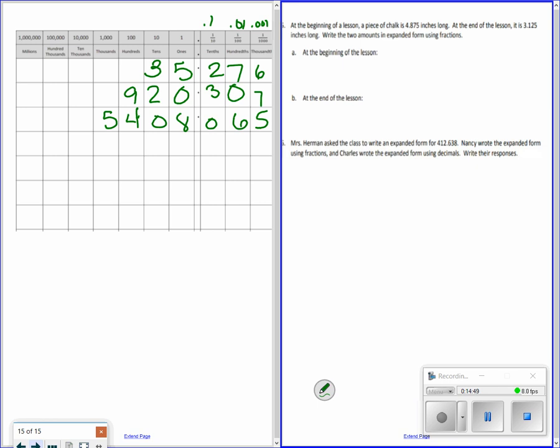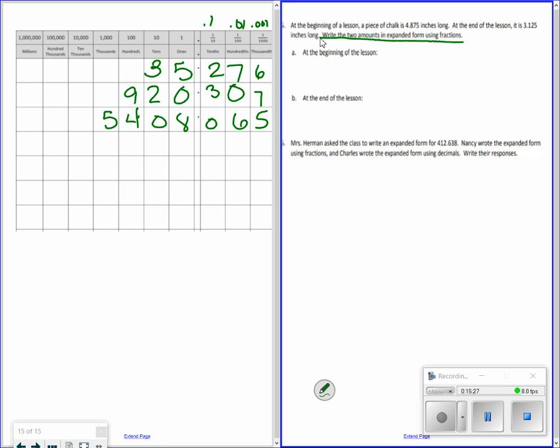Okay. This was not a subtraction problem. If you read it correctly, read what it says. At the beginning of the lesson, a piece of chalk is 4 and 875 thousandths inches long. At the end of the lesson, it is 3 and 125 thousandths inches long. Write the two amounts in expanded form using the fractions. It didn't ask you to subtract anything. It didn't say what is the difference.